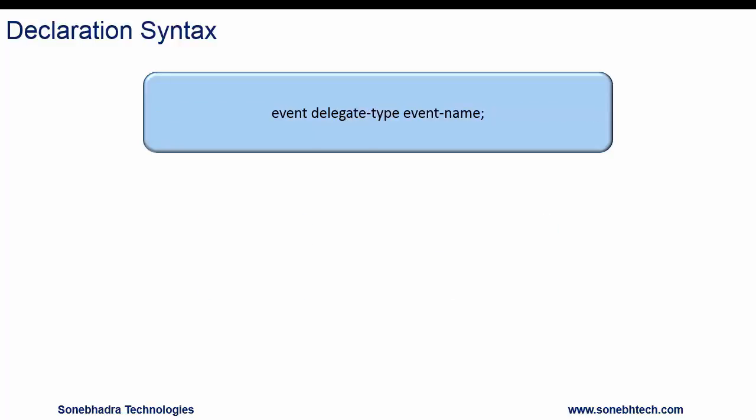Declaration syntax. This is the declaration syntax of an event: event, delegate type, event name. Event is the keyword, delegate type is a delegate type name, and event name is the name of the event. There may be scenarios where an event has to be handled by multiple methods, so events can be used as a multicast delegate and can have multiple event handlers to handle the event.